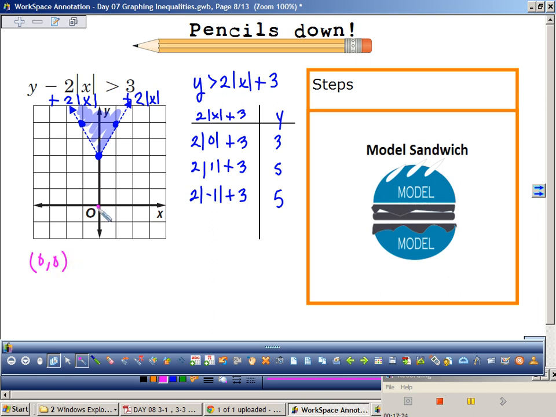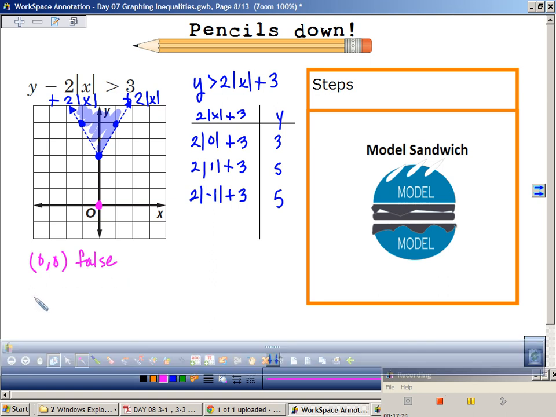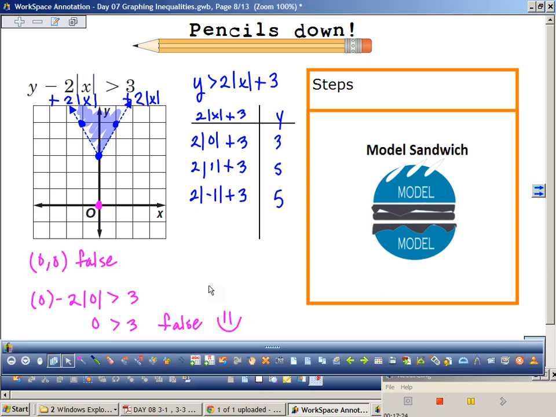0, 0 is what I'm going to test, and that should be a false statement. So 0, I'm using this one right here. You can use this one or this one. Doesn't matter which one you use. So 0 minus 2 times the absolute value of 0 should be greater than 3. 0 minus 0, is 0 greater than 3? No. They're both false, so we're happy.